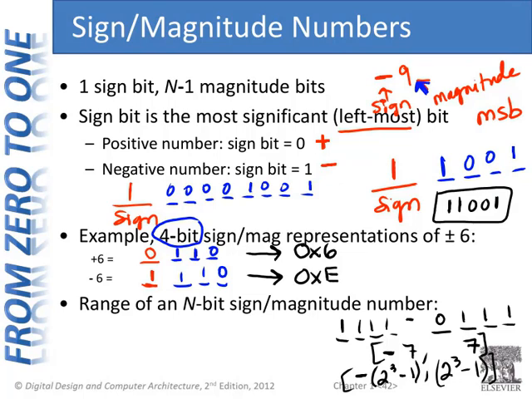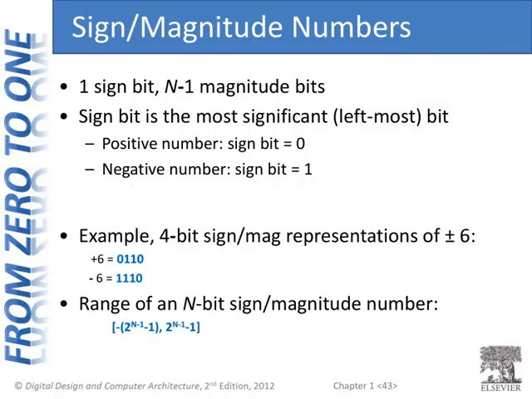So now we can extrapolate for an n-bit signed magnitude number. Well, the most negative number is -(2 to the n minus 1, minus 1). This was 4 bits, and we had a 3 here. So the range is minus (2 to the n minus 1, minus 1) to 2 to the n minus 1, minus 1. And again, written out nicely for your convenience.